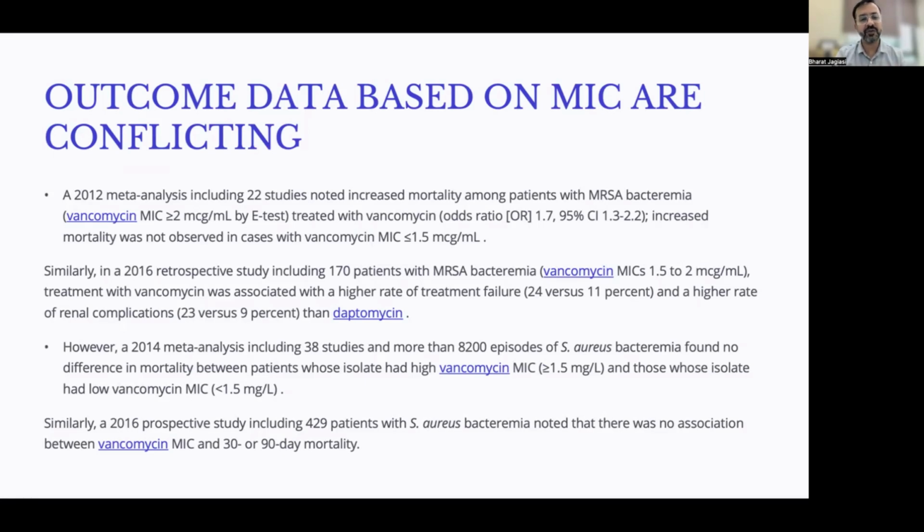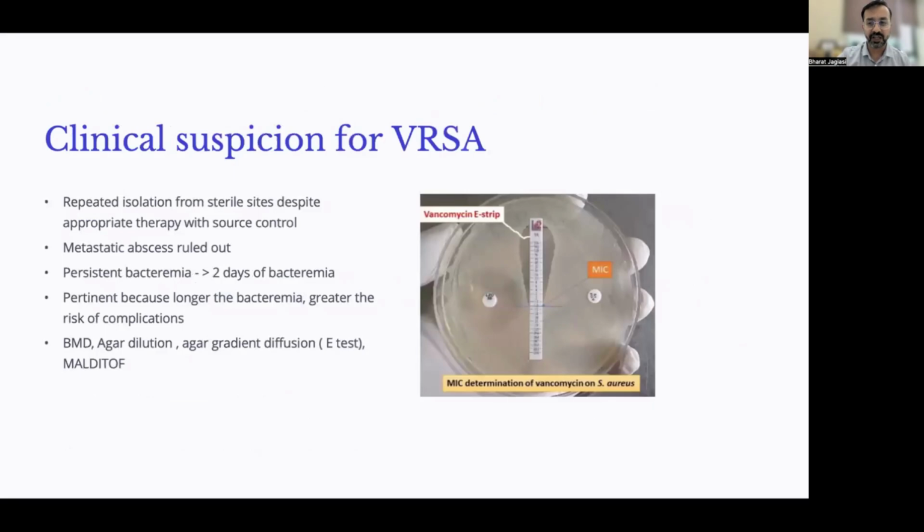And in 2014, a meta-analysis including 30 studies with more than 8,200 episodes of Staph aureus bacteremia found no difference in mortality between patients with isolated high MIC and those with isolated low MIC. Here the cutoff was 1.5. So there have been varied studies, but overall, an MIC of more than 2 should raise concern for failure and push us towards an alternative as well.